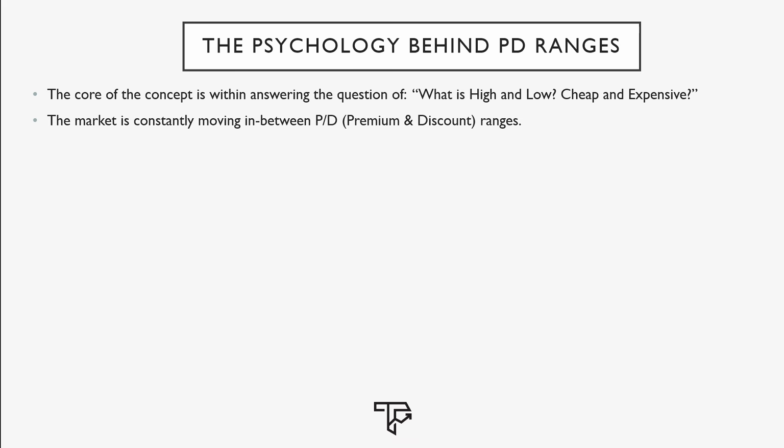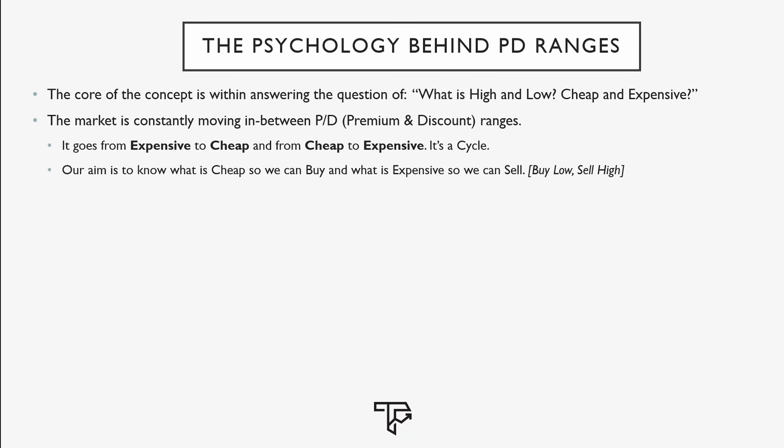And the market is constantly moving in between premium and discount ranges because it goes from expensive to cheap and from cheap to expensive. It is a constant cycle, and this is why you're constantly seeing up and down moves in the markets. The market will never move in a straight line, just going on for that high without pulling back, okay? It's always gonna get high, then it's gonna get low, and then from low it's gonna get high, and then it's gonna get low again, okay? That is pretty much the cycle of the market. And our aim as traders is to pretty much know what is cheap so we can buy at that zone, and what is expensive so we can then sell it. Once again, buy low, sell high, which is pretty much the name of the game.